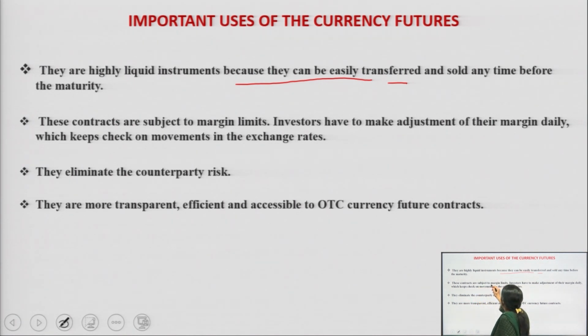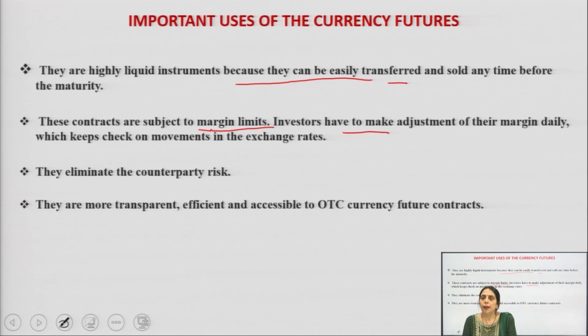These contracts are subject to margin limits and investors have to adjust their margin daily. I have already told you that there are different kinds of margins: initial margin, maintenance margin, and variation margin. First you have to deposit a certain amount with the clearing house, and then your profit and loss is added to your initial margin. If it is a loss, it is deducted. If there is a profit, it is added.